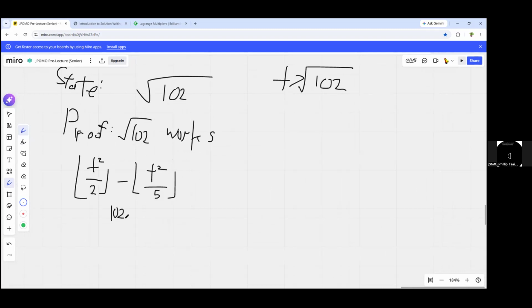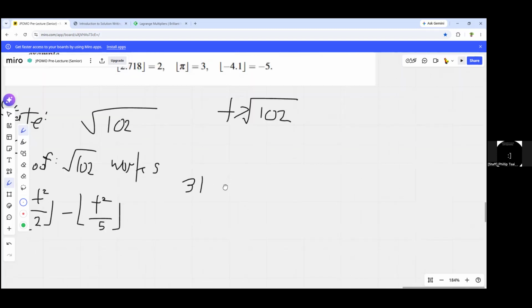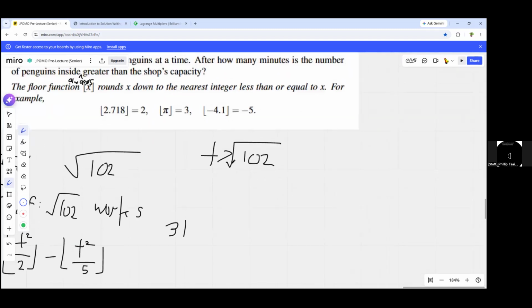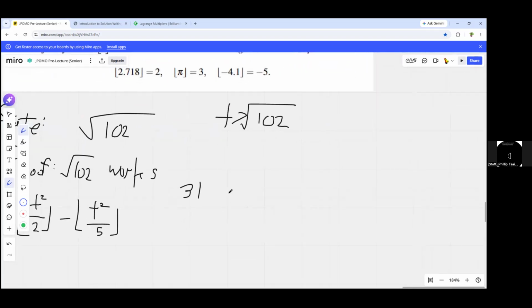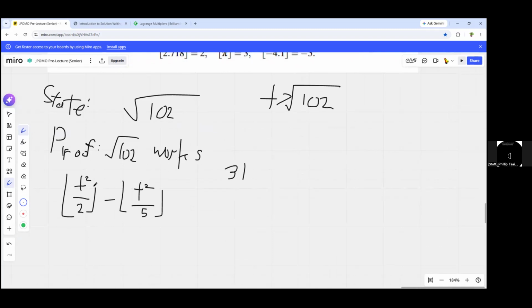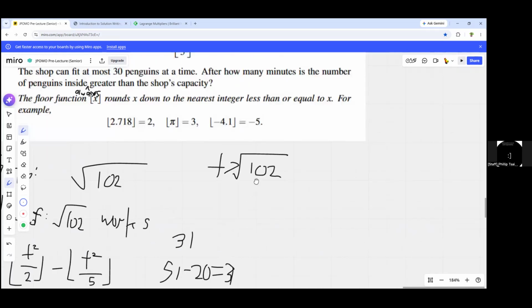At square root of 102, actually it's greater than what matters. It's infinitesimally close to square root of 102. This means it's square root of 102. Anyways, sorry. So square root of 102, it's 51 minus 20 minus... because this is 102/5, right? Which is in between 20 and 21. So this is just equal to 31 penguins.